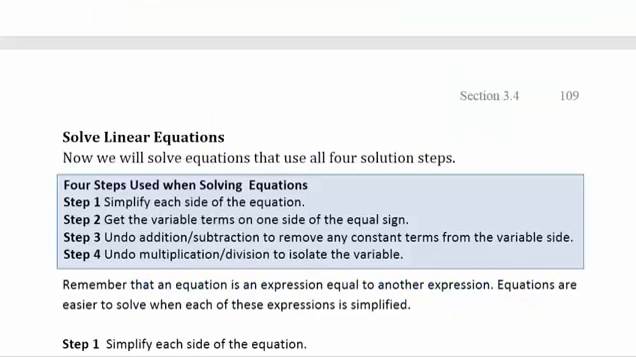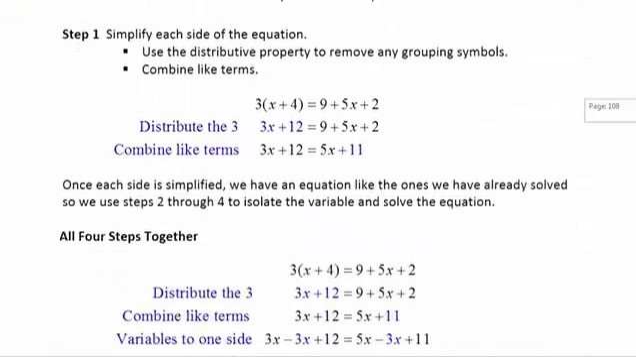And now these are going to be more complicated, so we're going to need all 4 of these steps. And so remember that an equation is an expression equal to another expression. So equations are easier to solve when each of these expressions is simplified. And you've had a lot of practice simplifying expressions.